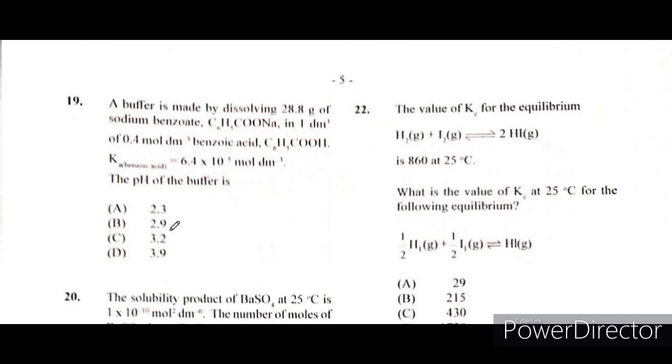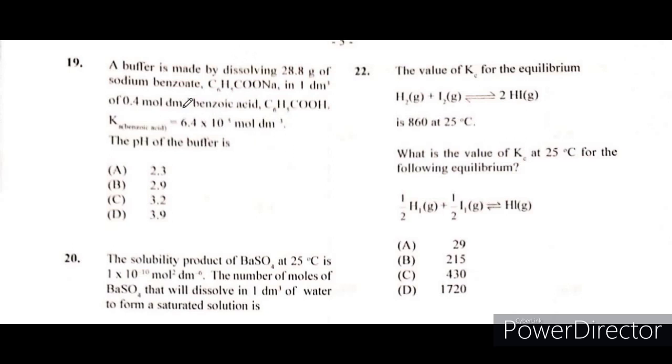Now this says a buffer is made by dissolving 28.8 grams of sodium benzoate, this is C6H5COONa, in 1 dm cube of 0.4 mole per dm cube benzoic acid, and the Ka for benzoic acid is 6.4 times 10 to the, I'm going to say that's -5, if my memory serves me correct. That's what it has always been. Let's put -5 mole per dm cube.